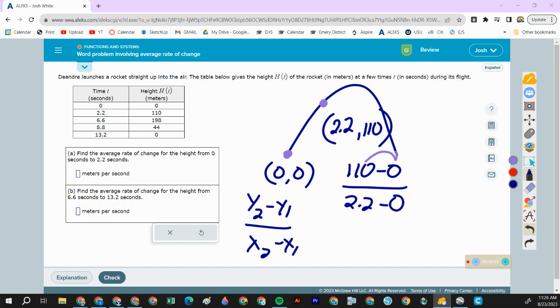What if I get these mixed up? Is that going to create problems? As long as if you do the top backwards, you can do the bottom backwards, and the negatives will cancel each other, and it'll work out. What if I put the x on top and the y on bottom? That's going to mess it up. So it's got to be y on top and x on bottom. Rise over run. You have to rise up the mountain before you can snowboard down the run. Okay? Then you're going to find the same thing from 6.6 to 13.2.